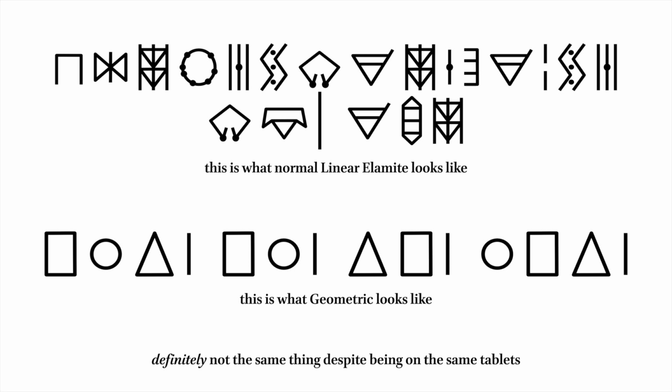Here is a completely arbitrary example of what linear Elamite looks like. Very distinct appearance, as you can see. And then below that is just a sample of what geometric looks like, and you should be able to immediately spot the difference. Yes, they are both made from simple lines, but linear Elamite is clearly much more complex and there's much more variety. But again, these are found on the same tablets. There are tablets that are filled with geometric on the front, and then they have like a word or two in linear Elamite on the back, presumably a label of some sort.